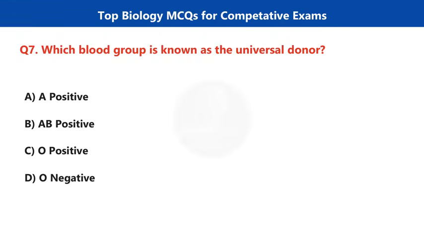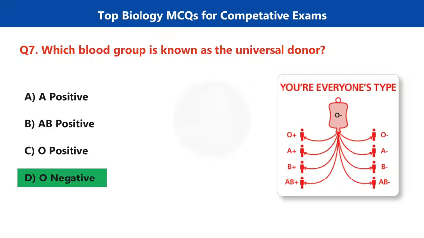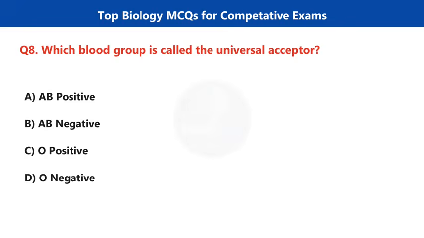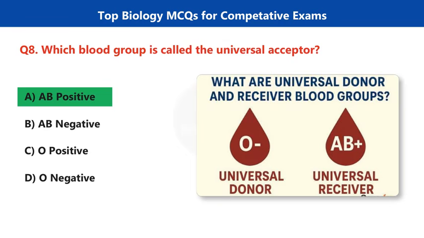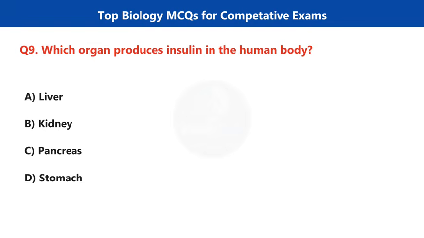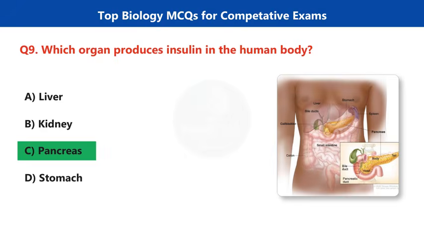Which blood group is known as the universal donor? Correct answer, O negative. Which blood group is called the universal acceptor? Correct answer, A positive. Which organ produces insulin in the human body? Correct answer, pancreas.